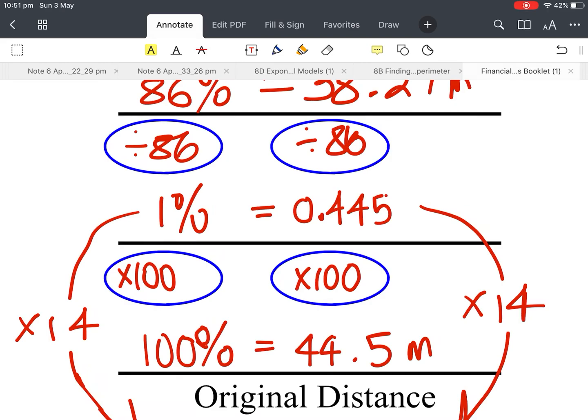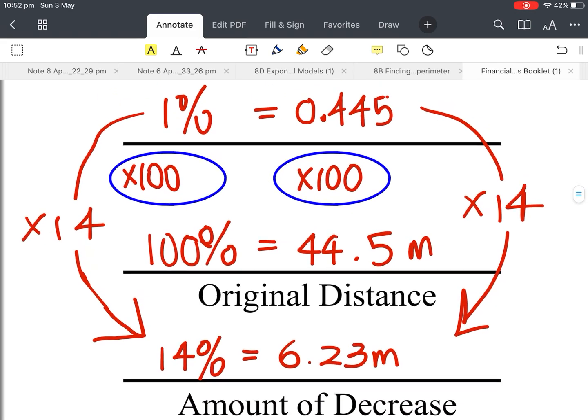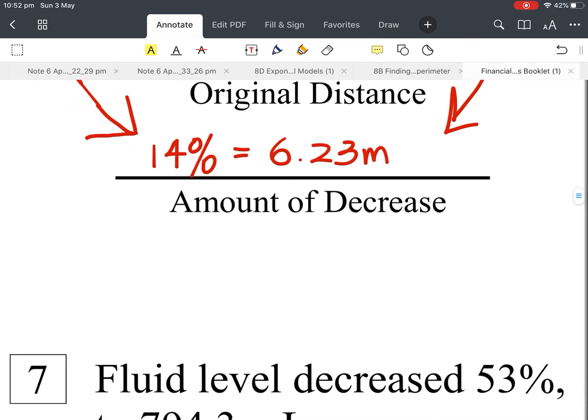And when I do 1% times 100, I get 100%. So that's my original distance answer, 44.5 metres. To work out the amount of decrease, I'm going to follow the arrows from 1% to 14%. So to change 1 to 14, times by 14. So I'm going to take my answer at 1%, 0.445, and times it by 14. And that gives me that the decrease was an amount of 6.23. If you found that out another way and you still got the right answer of 6.23, I really don't mind how you do it as long as you get the right answer.